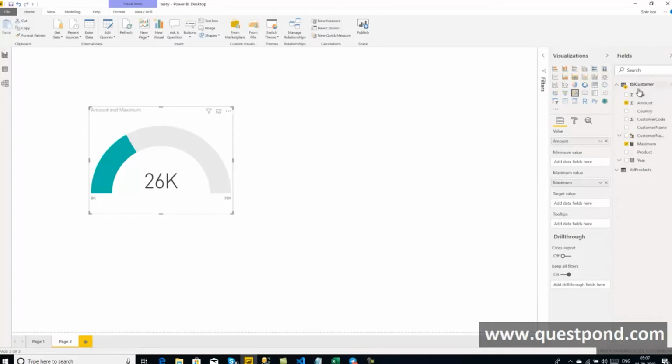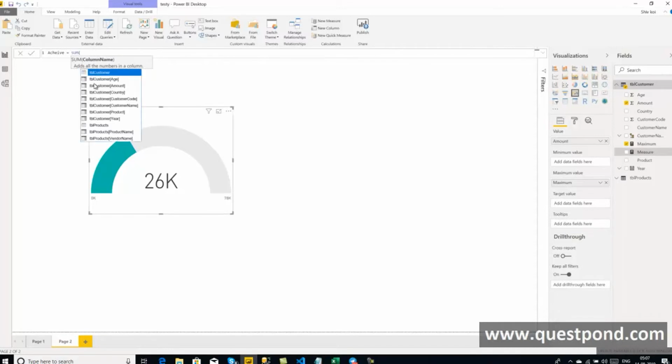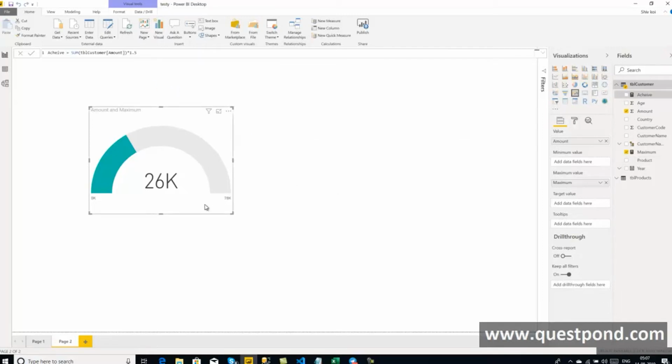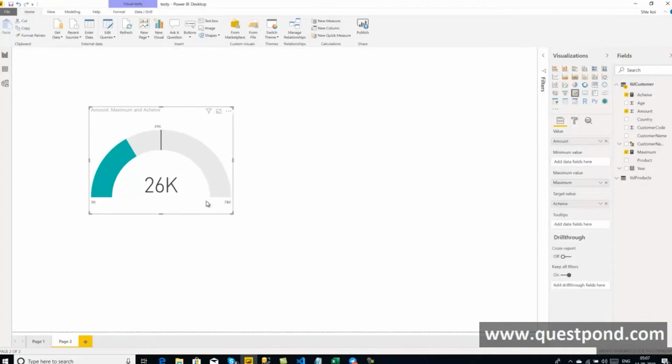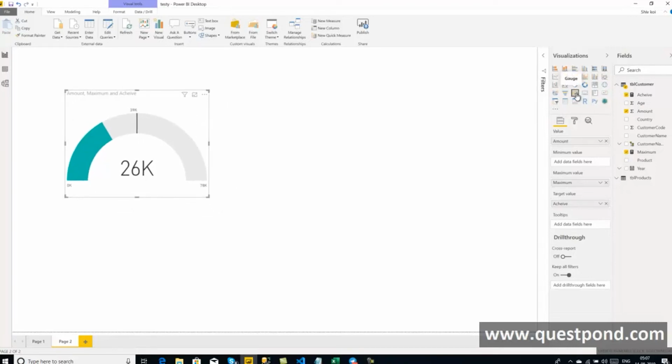So again, let us go ahead and create a measure. I'm going to create a measure again, and I'll say this is what we want to achieve, right? Achieve is equal to the sum of the total amount multiplied by 1.3 or 2, whatever, or 1.5, right? So I'll say that my target value which I want to achieve is this one, target value. You can see there it is. So currently the maximum we are looking at is 78K. Currently we are trending on 26K, but at least we should try to achieve 39K. So that's what exactly the gauge meter does.